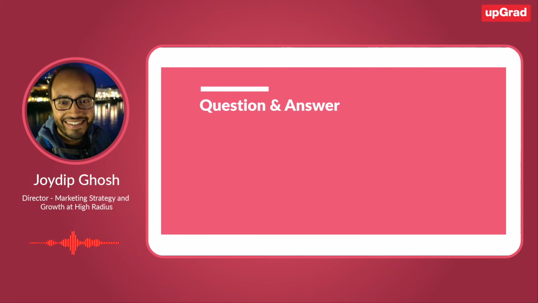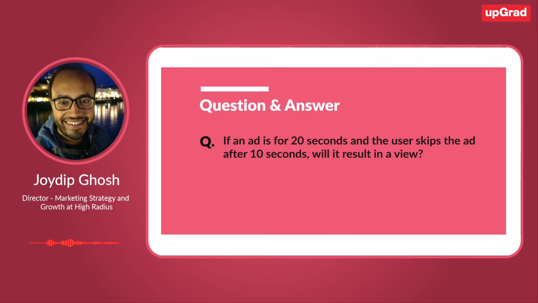With respect to the skippable in-stream ad format, if the duration of the ad itself is 20 seconds and at the 5th second the skip ad button comes up and the viewer clicks on it, is it resulting in a view? No. If somebody is clicking on the skip button after it comes in the first 5 seconds, it is not calculated as a view because you are skipping the ad. Even if the user clicks on the skip button after 15 seconds, 20 seconds, 19 seconds, it will not be counted as one view.